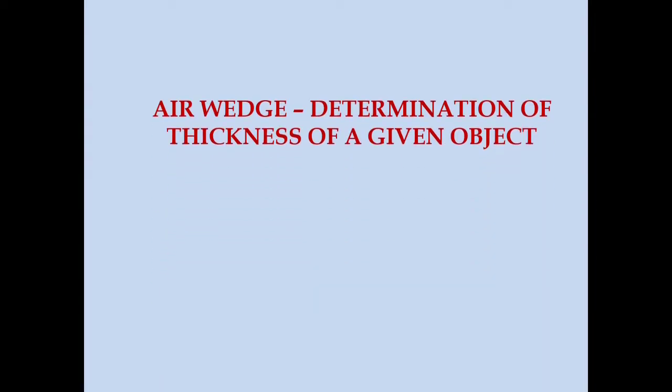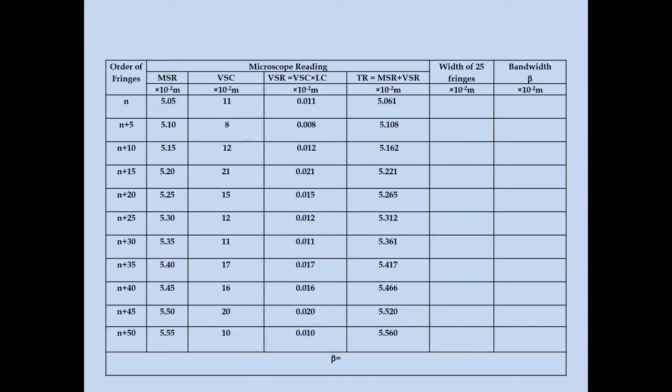Daniel Bernoulli said, "It would be better for the true physics if there were no mathematicians on earth." But it is highly impossible to do physics without mathematics. In this video, we will learn how to calculate the thickness of a given object by forming an interference pattern due to an air wedge.